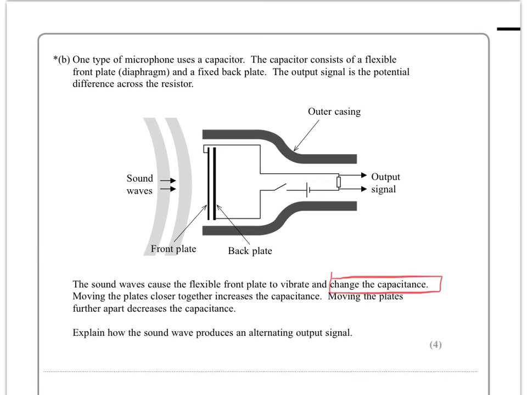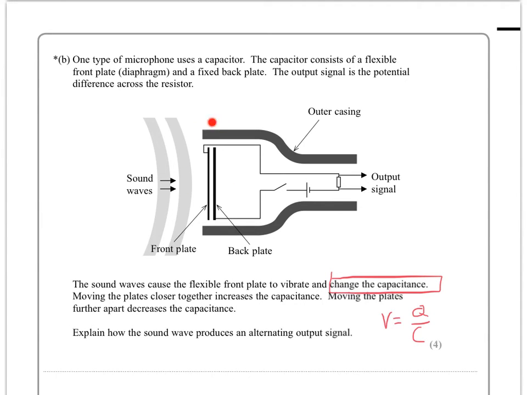Explain how the sound wave produces an alternating output signal. So Q equals CV. So if we assume there's a set amount of charge stored here, then the voltage will be Q over C. So when the capacitance increases as the plates move closer, we would expect V to go down. And as the capacitance decreases, we would expect V to go up. And so we get an alternating value. As the vibrations come in and the capacitance goes up and down, we will get the value of voltage going up and down. And that's where they get their output signal from.